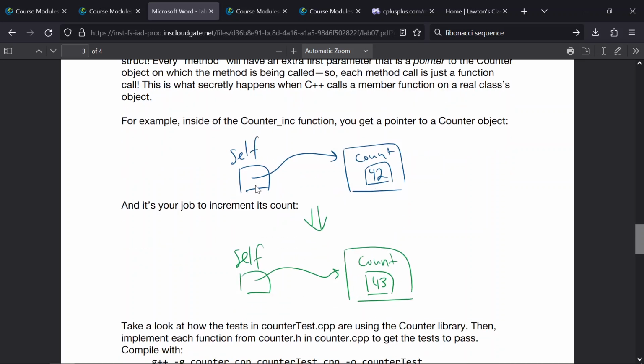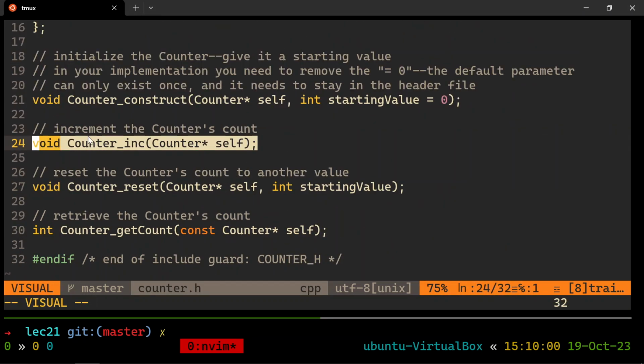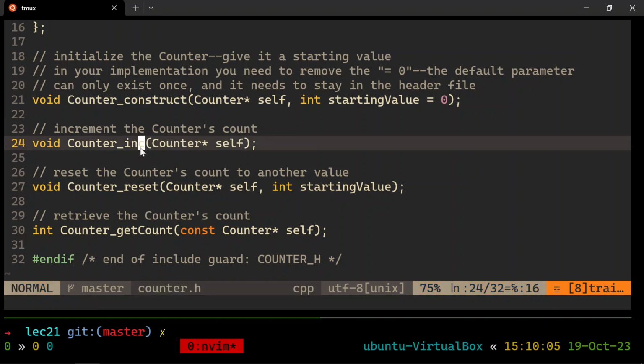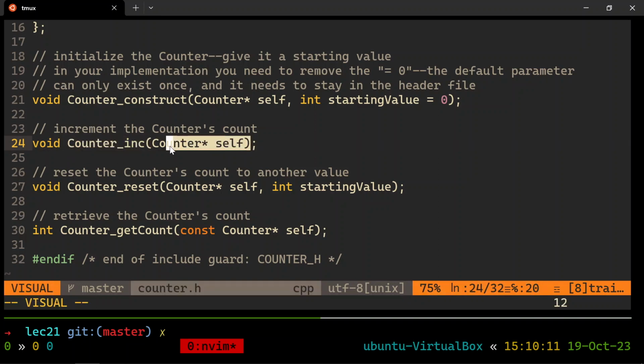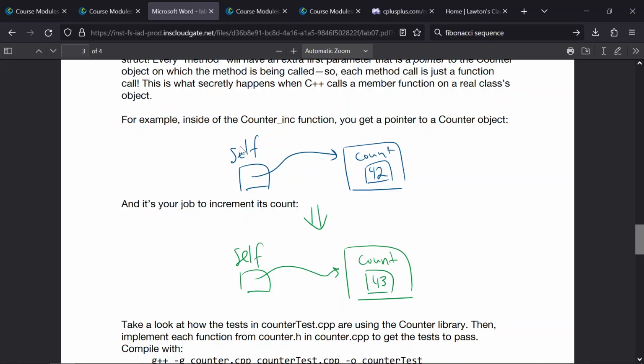So if, for example, you're implementing counter inc, so here's an example method. You're given a pointer to a counter called self, and you're meant to increment that counter. If you don't want to think about classes, just think about it that way. It's a function, you're given a pointer to a counter, it's your job to increment that counter. So mess with its count. So this is what the memory looks like. Your job is to set the count inside that counter object self is pointing to, set it to 43 from 42. Right? So take whatever it was and do plus plus on it.